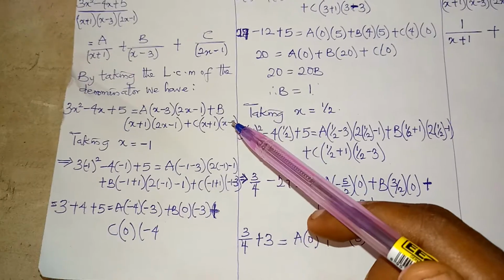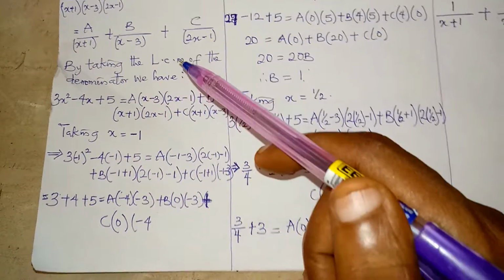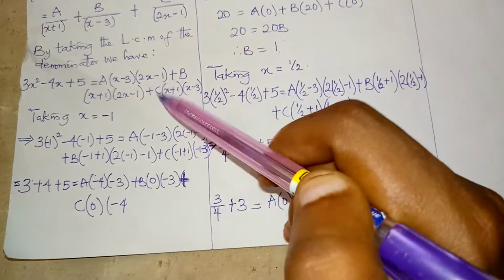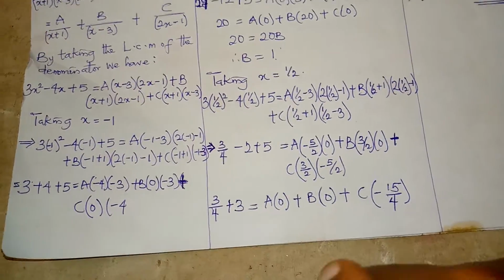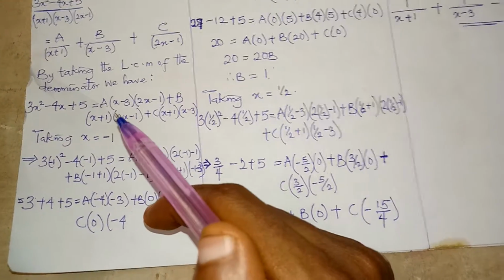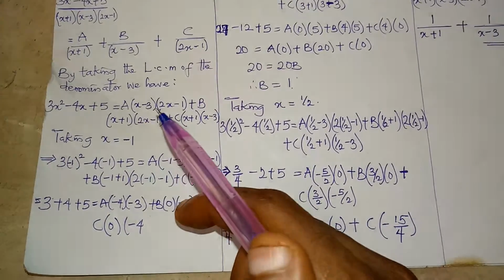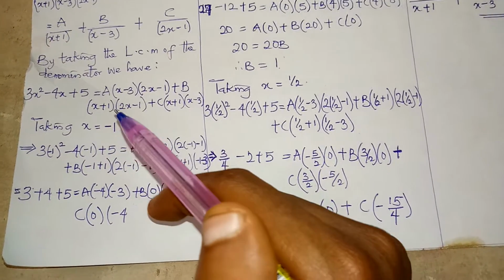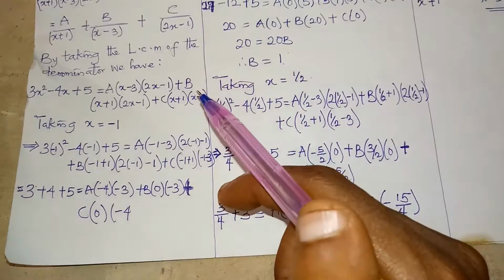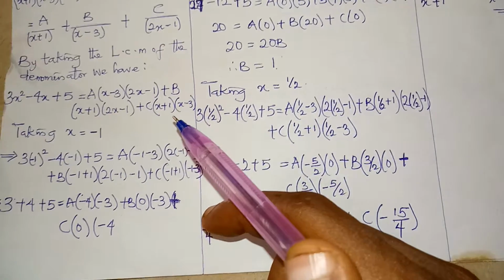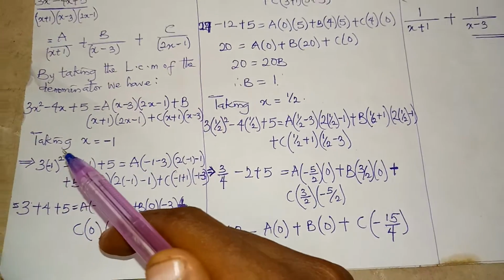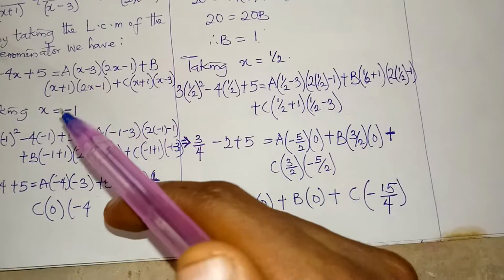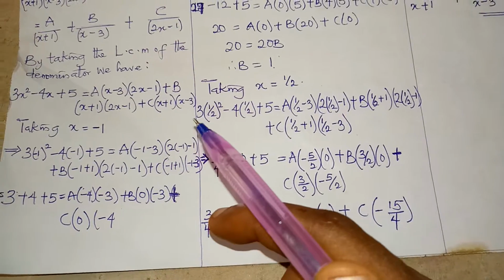So the next thing for me to do is to get each of the constants. Since we have 3 constants, I have to eliminate 2 constants at a time. So I'm eliminating B and C first. For me to eliminate B and C, what can I do to make them 0? That's why I said take x equals minus 1, since I'm having x plus 1 in both B and C respectively.